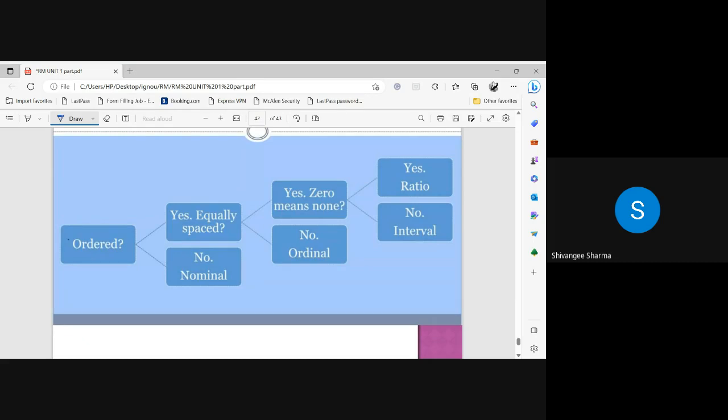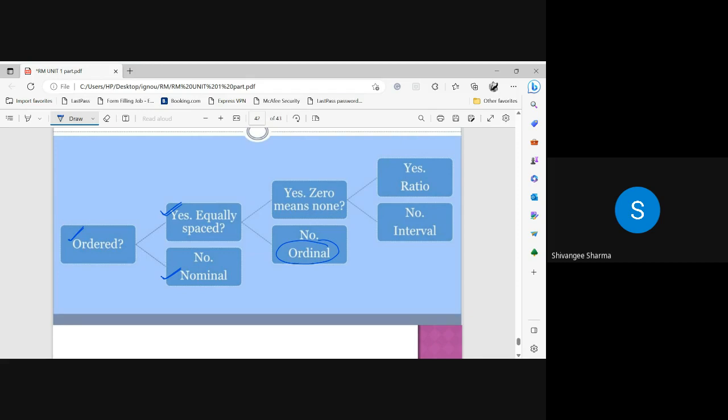Is it ordered? If you identify that there is an order or an arrangement present in your research, then yes, it can be ordinal, not nominal. Then identify whether the difference between the ordered values is the same or not. If the difference is not the same, then your result is ordinal.